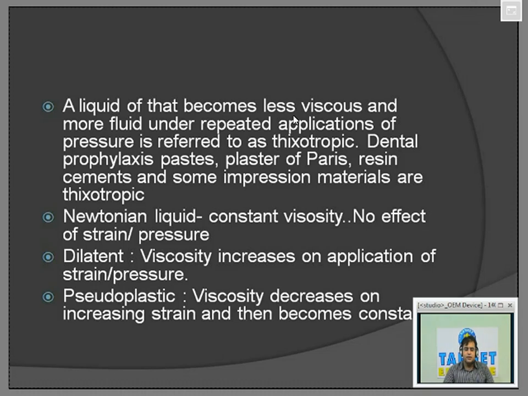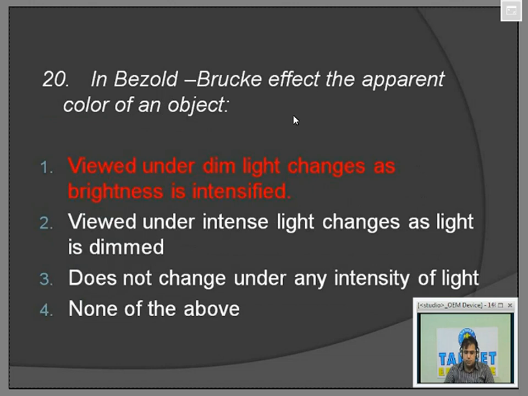So the examples for thixotropic materials are prophylaxis paste, plaster of Paris, resin cements and some impression materials. So on application of pressure, the viscosity decreases. So I'll move on to the next question.